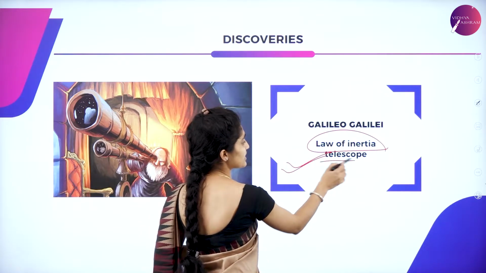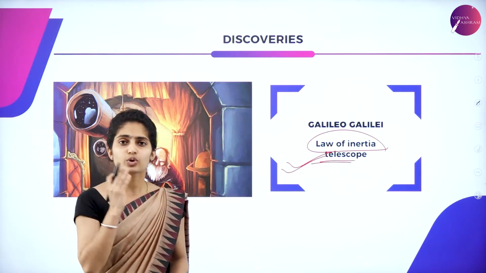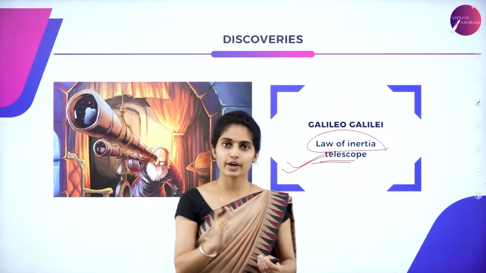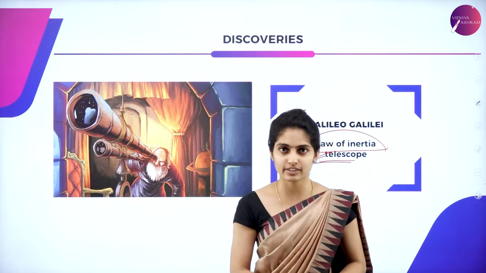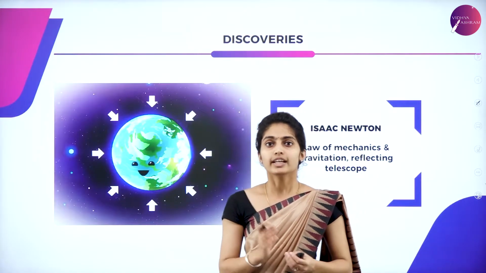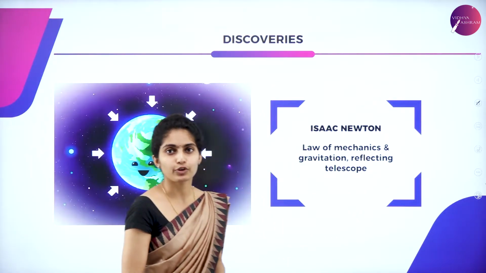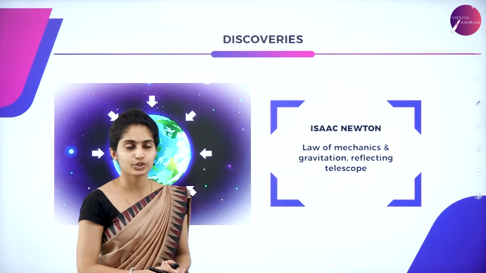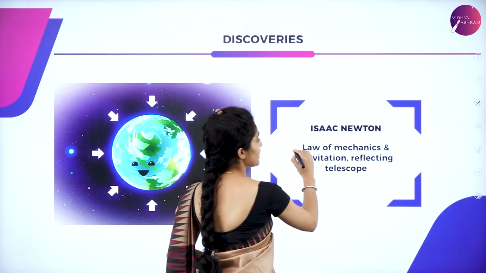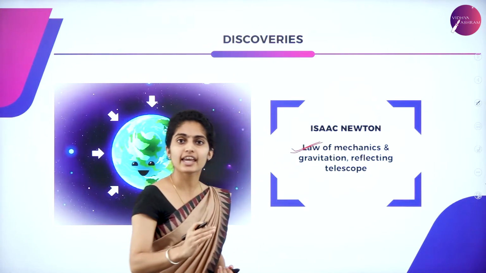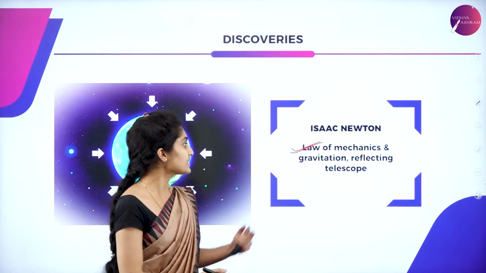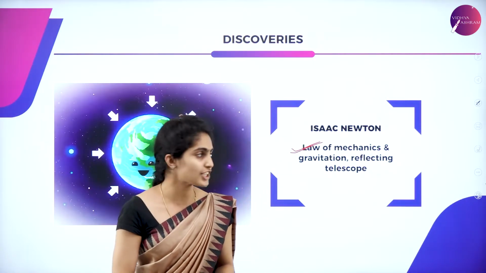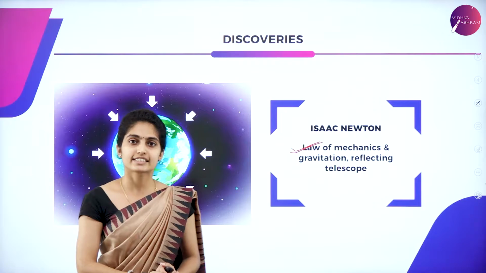Another one is that he discovered the telescope. That is the instrument which is used to see distant objects. So I hope you got to know this discovery of his. So let me go to the next discovery for you people. That is Isaac Newton. What did Isaac Newton do? So he discovered the law of mechanics. He gave you the law of mechanics, and he gave an idea of gravitation as well as the reflecting telescope.